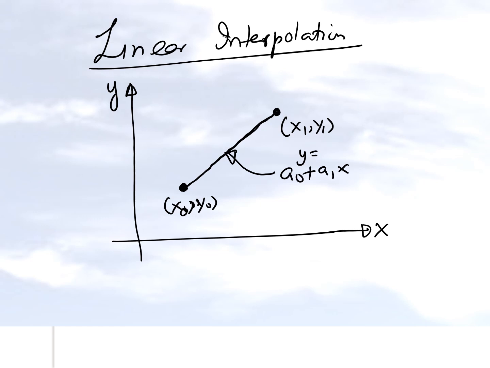The bottom line is that if I'm able to find a0 and a1, then I can find the value of y at any point between x0 and x1. How do I find a0 and a1? This particular straight line is going through this point and is going through this point. That sets up two equations, two unknowns. Hence, you'll be able to find the value of a0 and a1. Let's do this through an example. It'll be better illustrated that way.